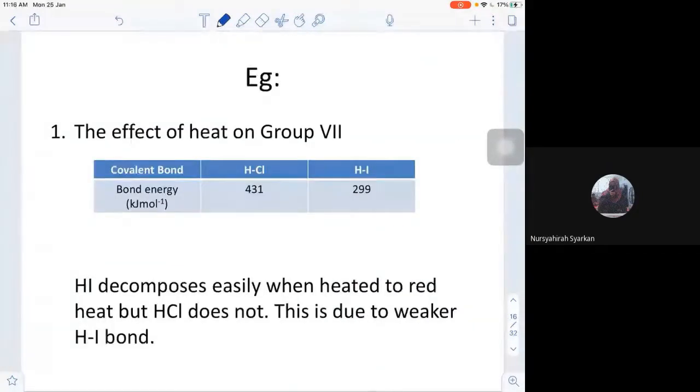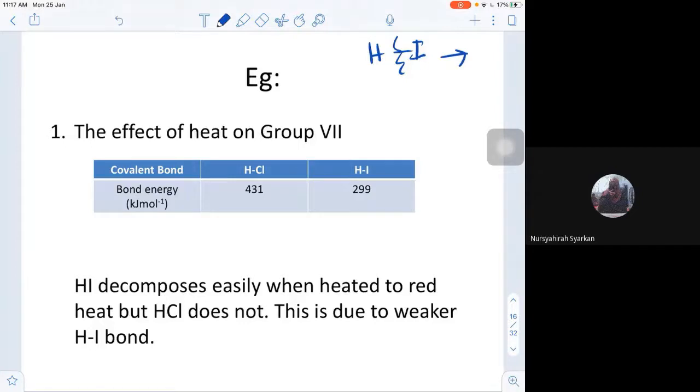Okay. An example is HI, which decomposes easily. It is easier to decompose HI. Decompose means that we break the bond in it. HI is easier to decompose, meaning we break the bond there.